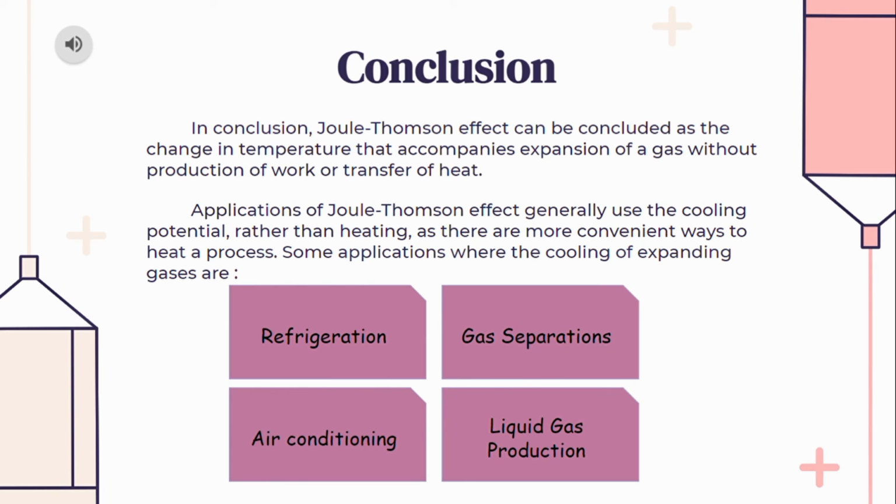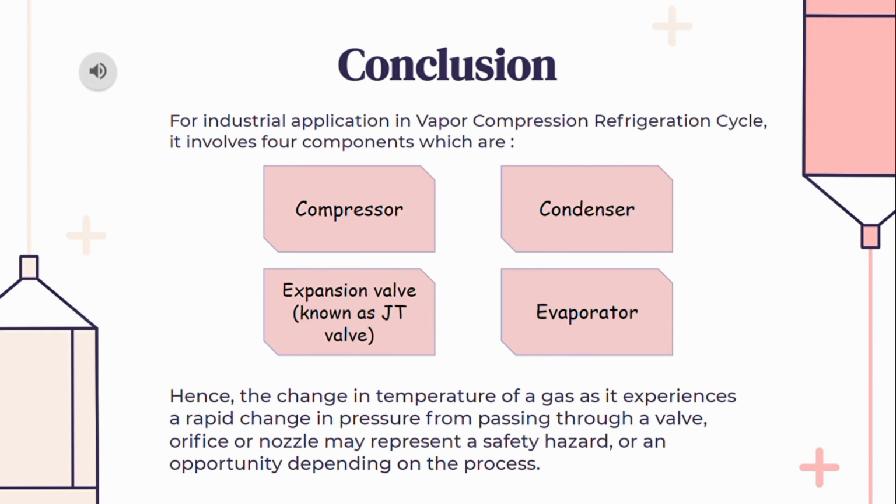For this assignment, we chose the industrial application in the vapor compression refrigeration cycle, which involves 4 components. First, compressor; second, condenser; third, expansion valve, which is known as the Joule-Thomson valve; and fourth, evaporator. Hence, the change in temperature of a gas as it experiences a rapid change in pressure from passing through a valve, orifice, or nozzle may represent a safety hazard or an opportunity depending on the process.